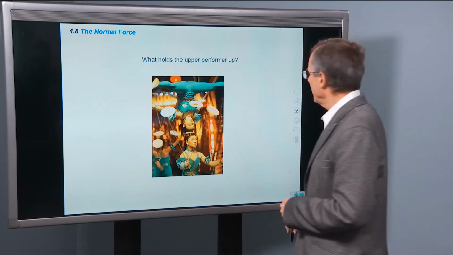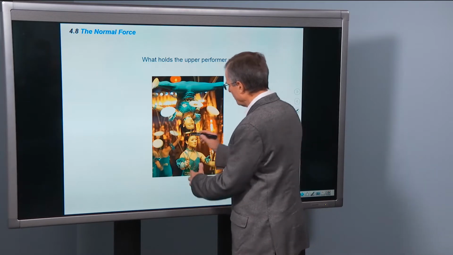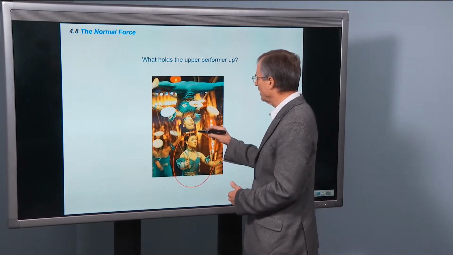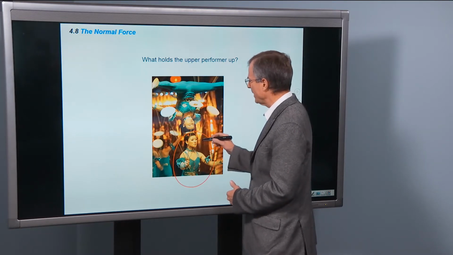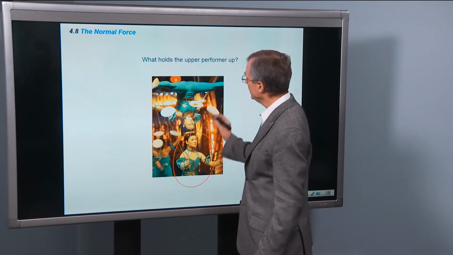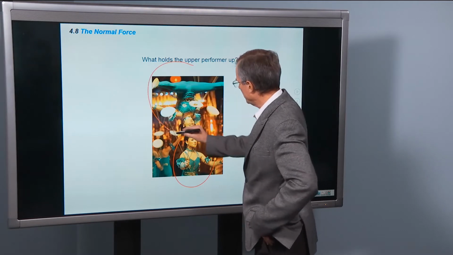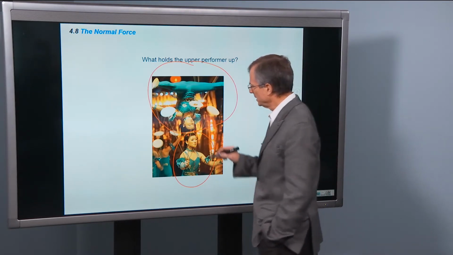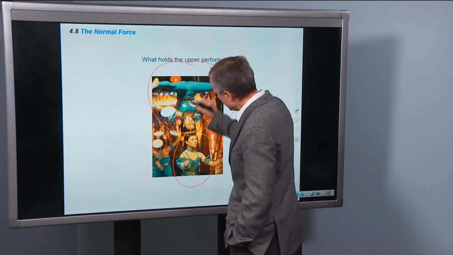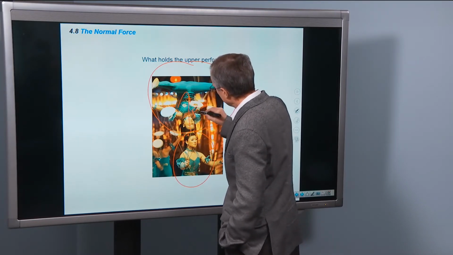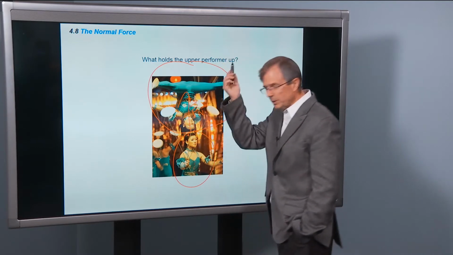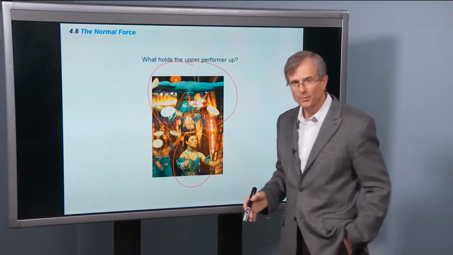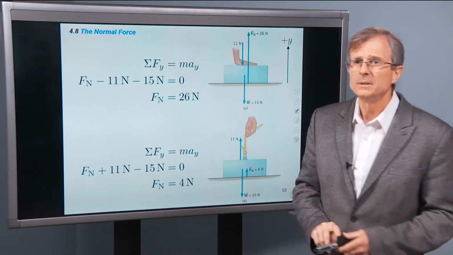What holds the performer up? So we've got a performer on the bottom here, and then another performer where their heads are making contact, or at least through some kind of a pad. What's holding this upper performer up? And you might say, well, it's probably a normal force of the lower performer's head holding the upper performer up and preventing her from falling to the center of the Earth.